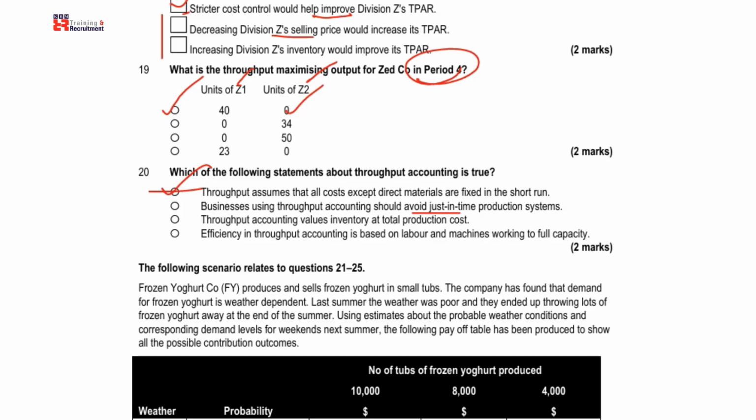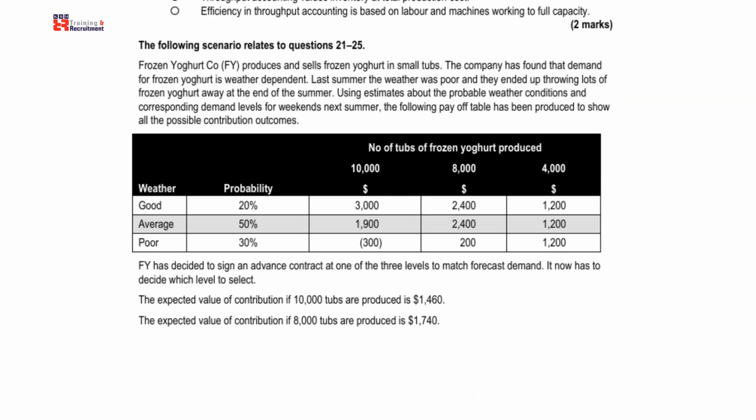We are on to the next bit, questions 21 to 25. Frozen yogurt. FY produces and sells frozen yogurt in small tubs. The company has found that demand for yogurt is weather dependent. Last summer the weather was poor and they ended up throwing lots of frozen yogurt away. So expected values could be there, I can feel it. Using estimates about the probable weather conditions and corresponding demand levels for weekends next summer, the following payoff table shows the possible contributions.